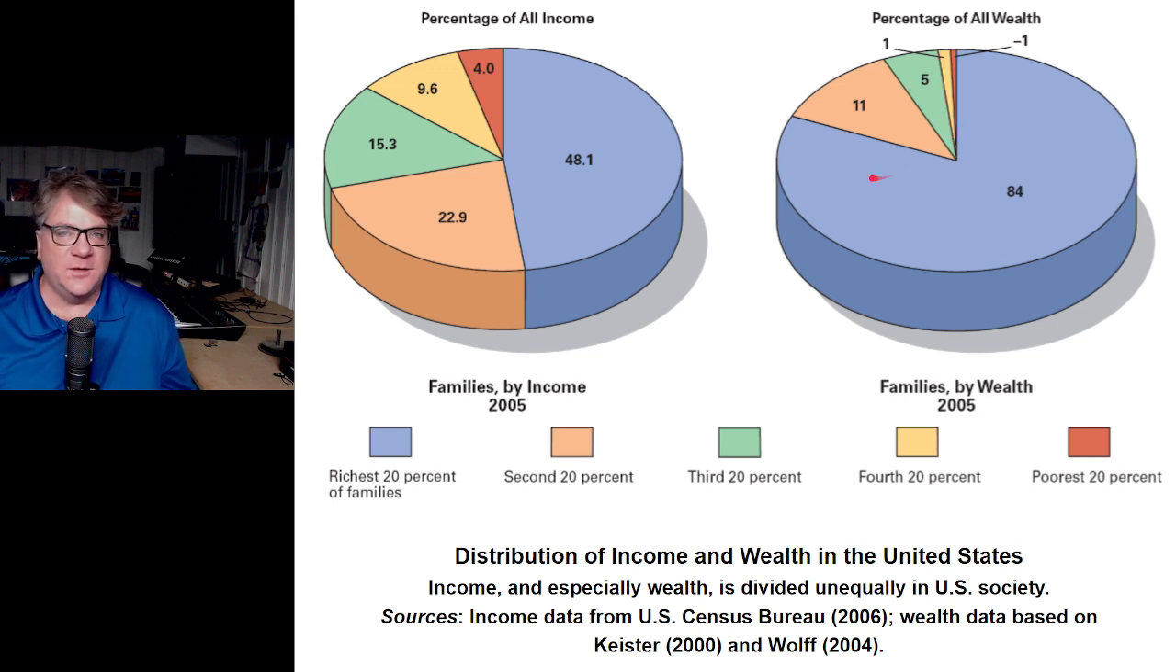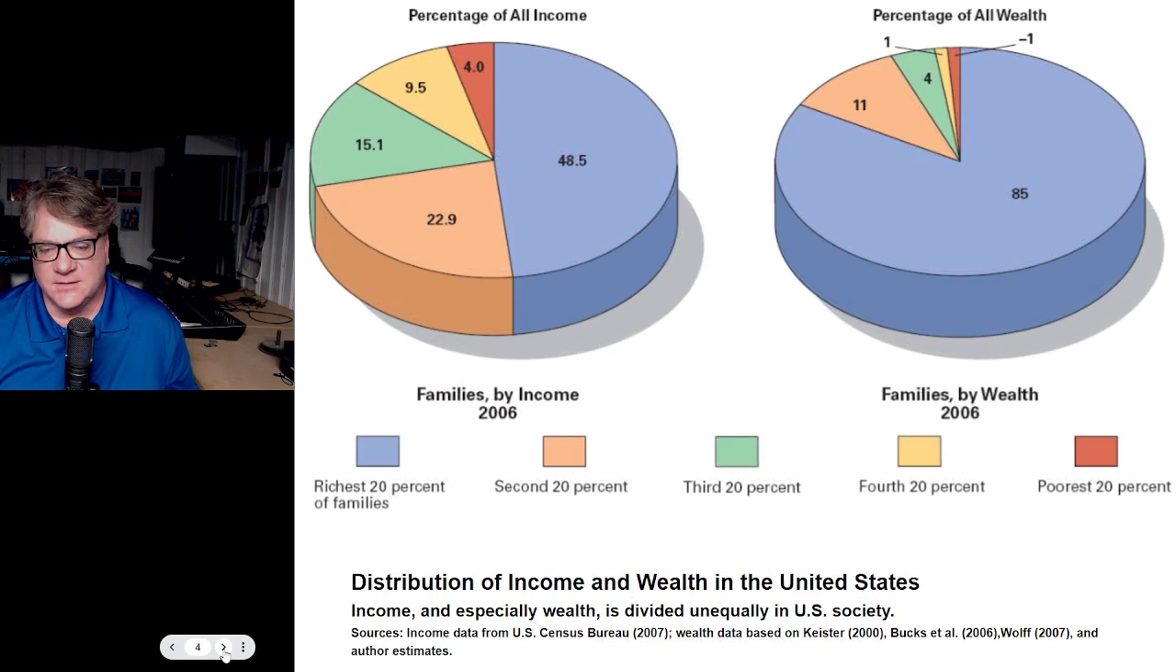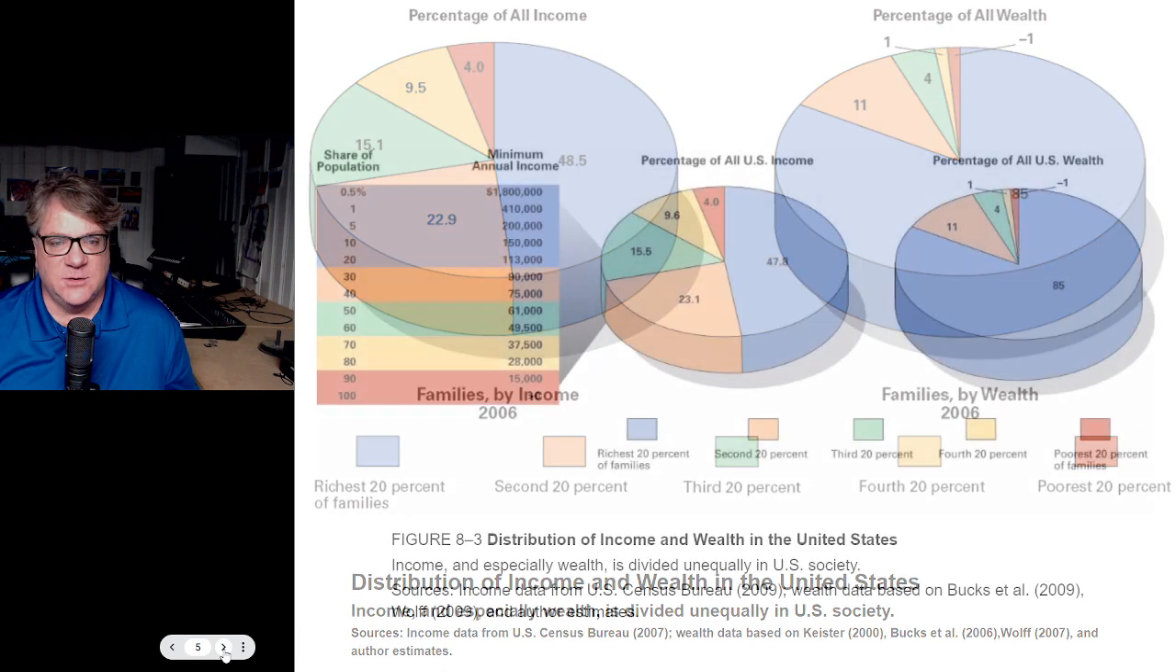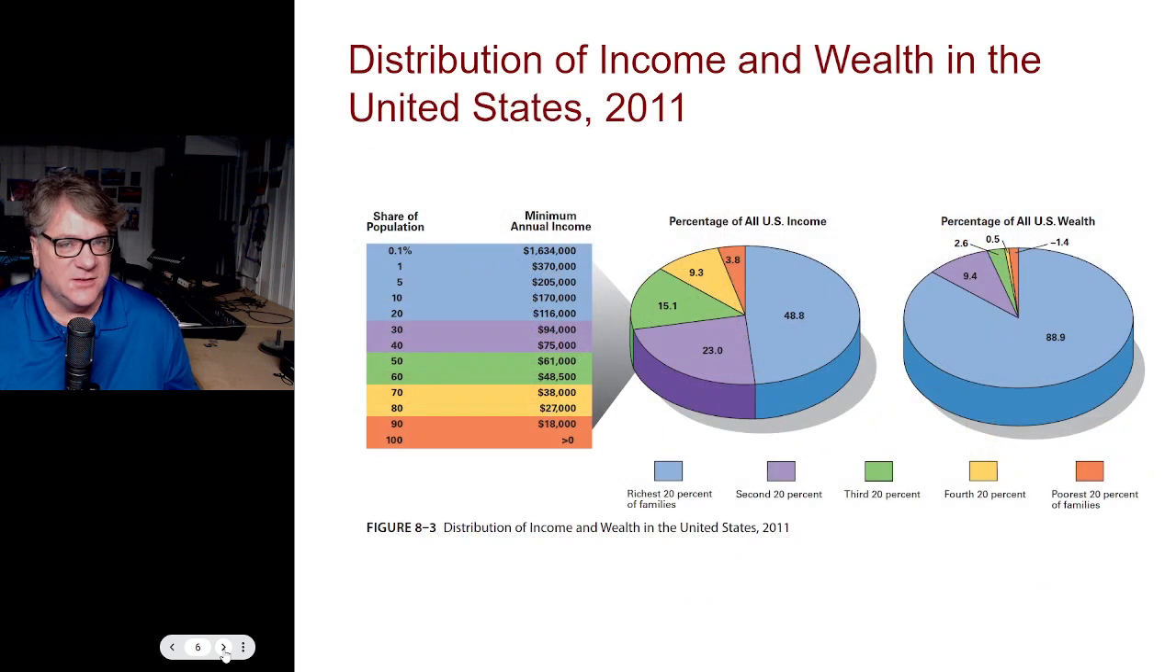So now what's interesting, we're going to move forward. I'm going to show you several different years of pie charts. This is 2005. Keep your eyes on, for example, this number here on both of these. As we go through the years, this is 2005, this is 2006, 2008, and 2009. You can see it doesn't change very much year to year. This is one of those things that doesn't change very much. 2011.